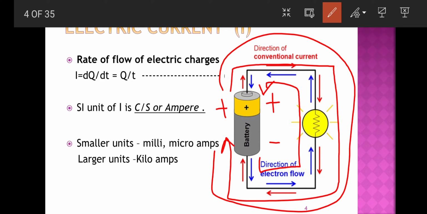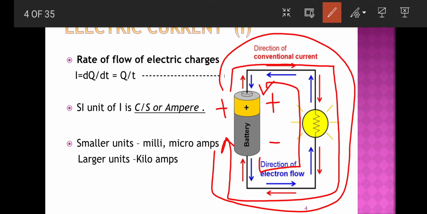Fine. So we know very well that always the water flows from the higher potential to lower potential. That is called water current. The same way, the scientists, before the discovery of electrons, thought that the current flow will be from higher potential to lower potential, and they had taken the direction in that way.